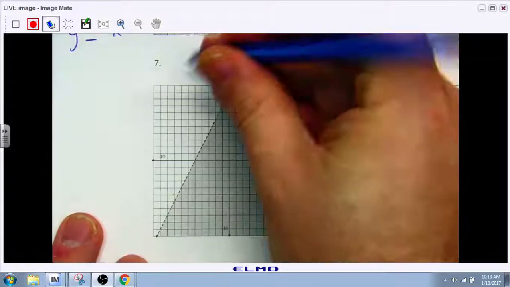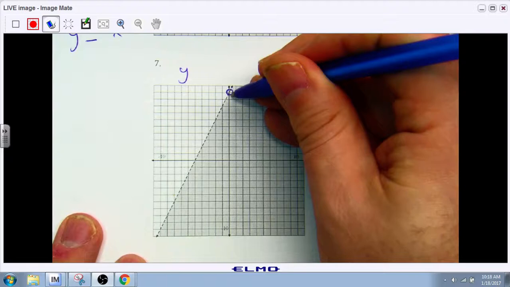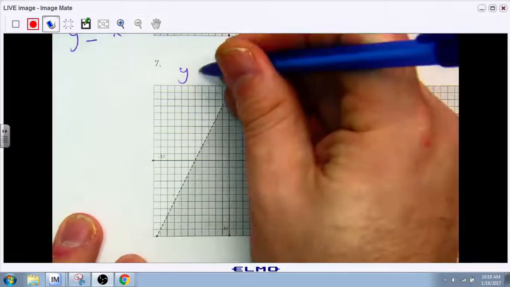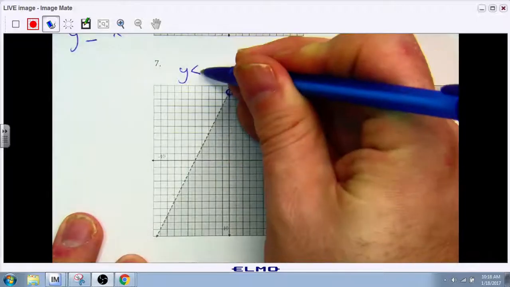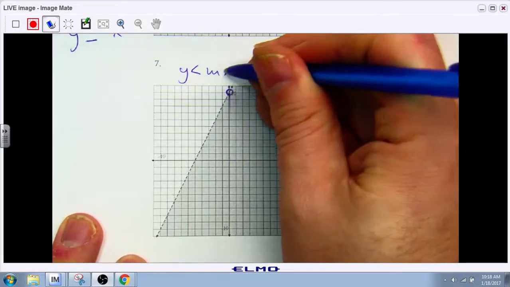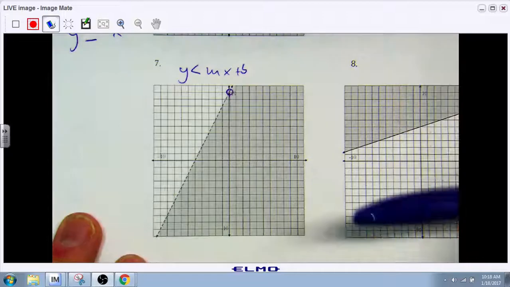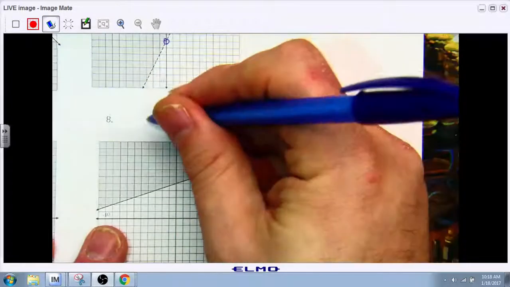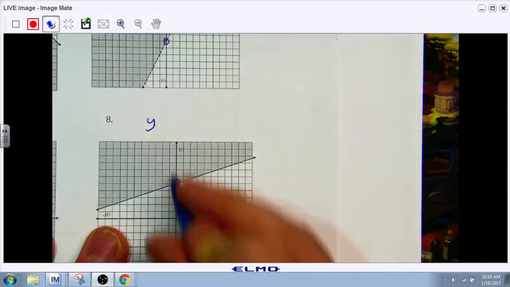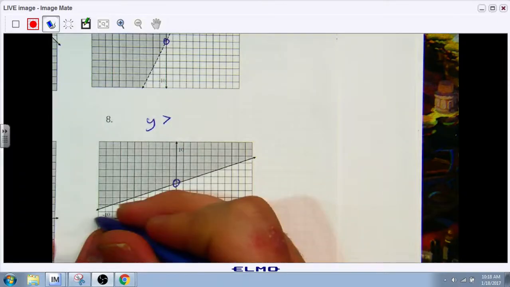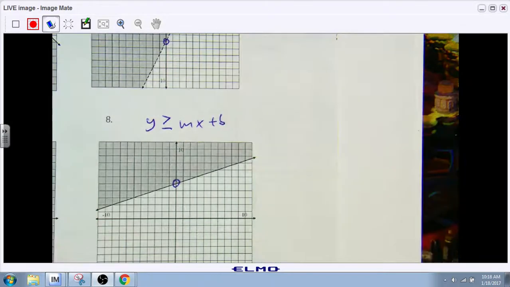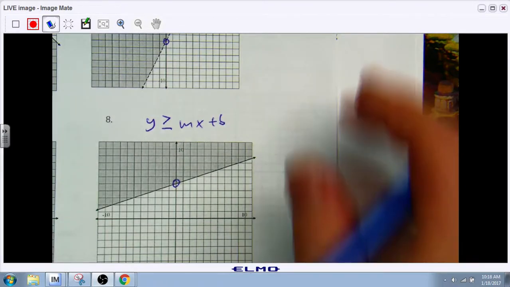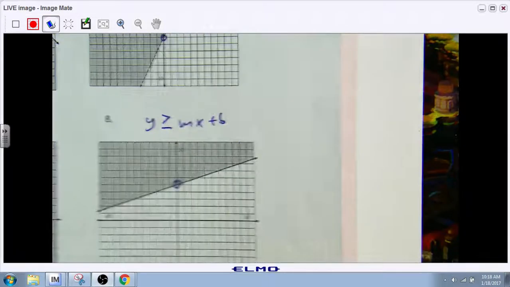So this is going to be y is, well, here's our intercept, and all the numbers below it are shaded, so that means y is less than. And because it's a dashed line, I leave it as less than mx plus b, and then you can find the m and the b. And then finally this one here, here's my intercept and it's shaded above, so y is greater than, but it's a solid line, so or equal to. And then you can find the mx plus b. You can find the slope and the intercept from there. Okay? So those are your hints on how to do those.